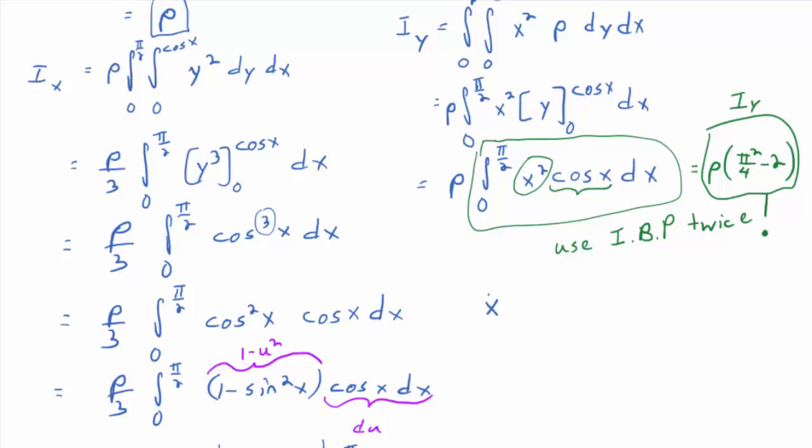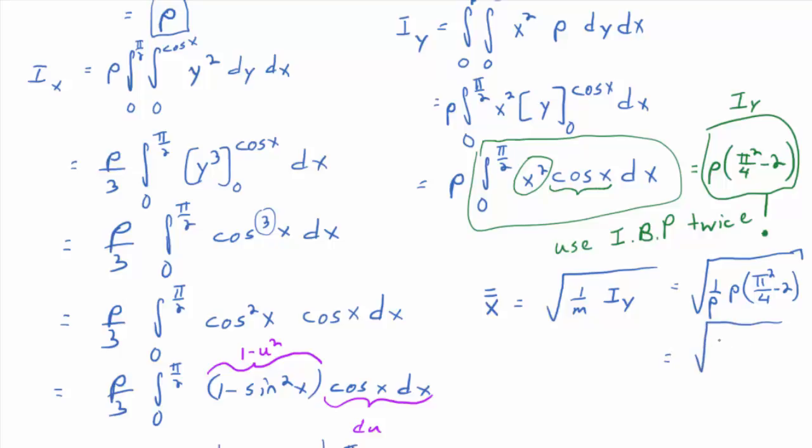So x double bar is going to be basically the square root of 1 over m times I sub y, which is, okay, the same as the square root of 1 over rho times this guy, rho times pi squared over 4 minus 2. And so that simplifies to just be the square root of pi squared over 4 minus 2.